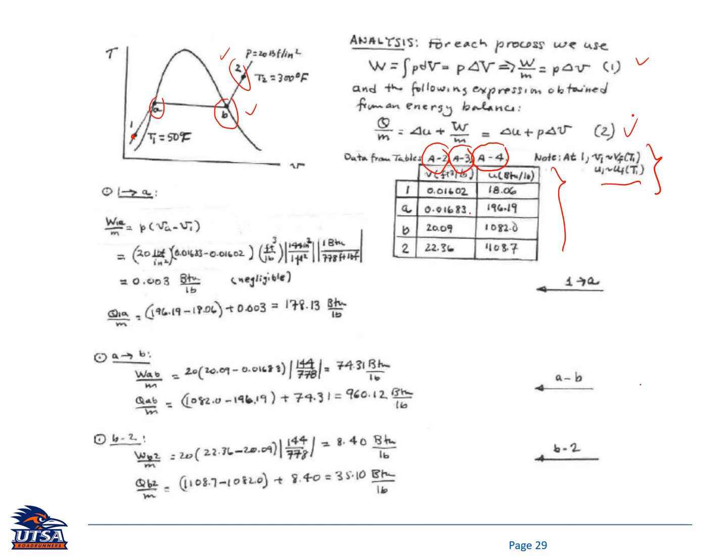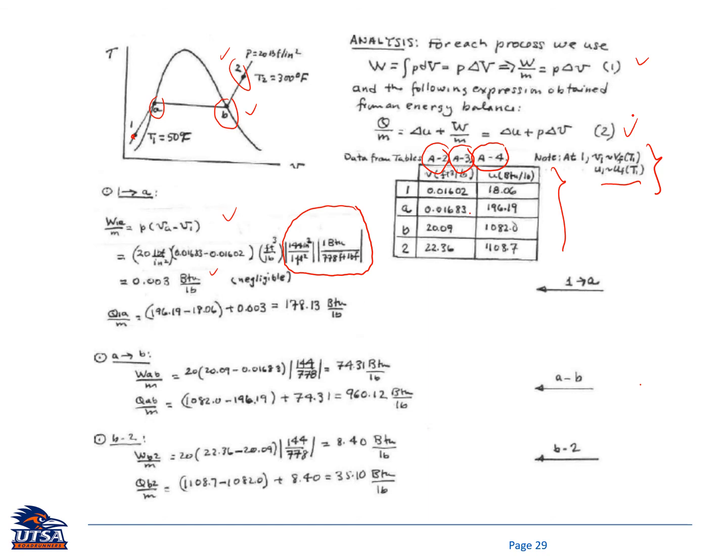And then now you can start calculating the work, P dV. P is constant for all processes. You just need to update the V. So for example, process 1 is from state 1 to state A. So the work will be P times VA minus V1. So if you plug in all numbers, make sure that you include this conversion, then you get the number here. See there, it's very small, 0.003.